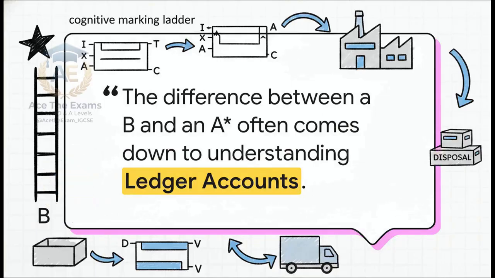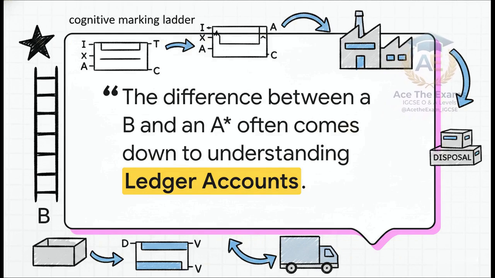I want you to really look at the sheer weight of this statement. The difference between a B and an A star in accounting often comes down to how well you understand ledger accounts and journal entries for non-current assets. Wow. This insight comes directly from a Cambridge senior examiner. It completely highlights that this topic is literally the ultimate grade differentiator. It demands a massive transition from passive memorization of T accounts to the active, critical analysis of real-world business scenarios.